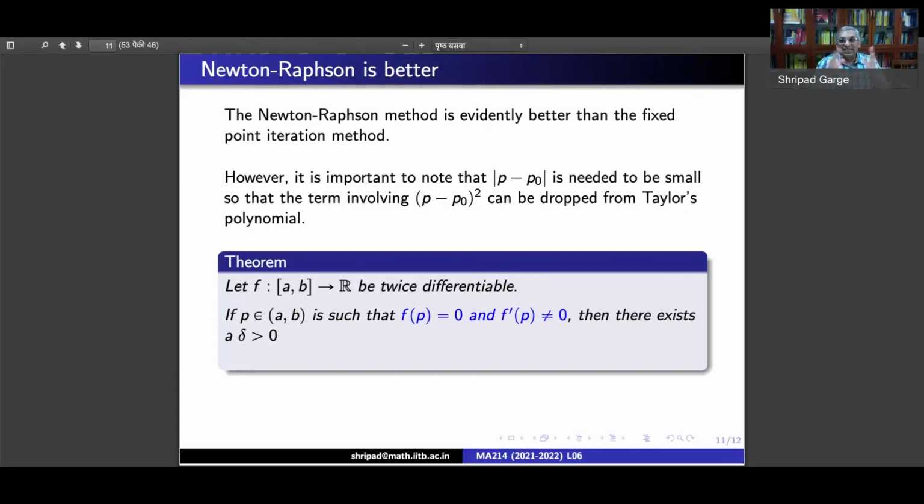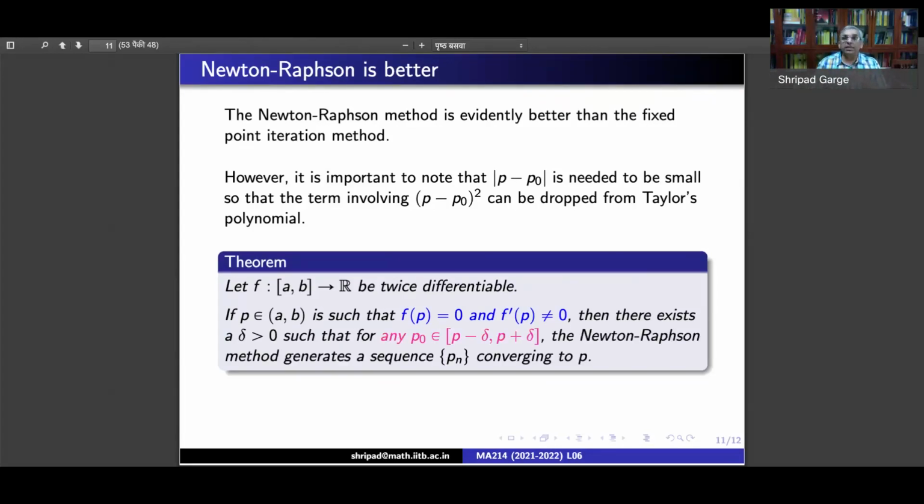This sounds like a real calculus theorem, because there is a delta which has come. So once you have the derivative to be non-zero, there is a positive delta such that in this neighborhood, p minus delta and p plus delta, you take any initial approximation. Any initial approximation that you take within this delta, the Newton-Raphson method will give you a sequence which converges to p. This is a very important theorem. It tells you that once you are close by, it doesn't matter what p naught you take. In that range, any p naught will work.